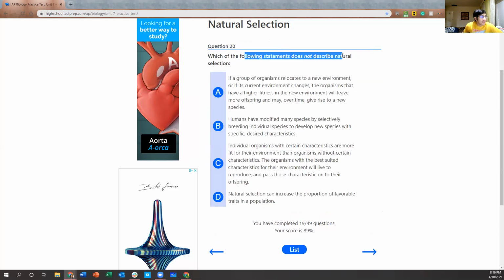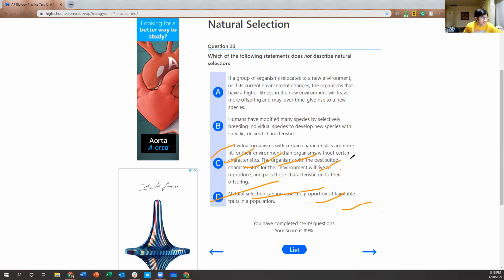Which of the following does not describe natural selection? Okay. D is obviously right because natural selection can increase the proportion of favorable traits. I'm going to get rid of that. Individual organisms with certain characteristics are more fit for their environment. That's true. The organisms with the best suited characteristics will live to reproduce. That's true, so that is natural selection. Humans have modified many species by selective breeding. That's clearly the answer. Selective breeding isn't natural selection, it's artificial selection. Of course, as soon as you see higher fitness or favorable traits, that's natural selection. So the answer choice is B.